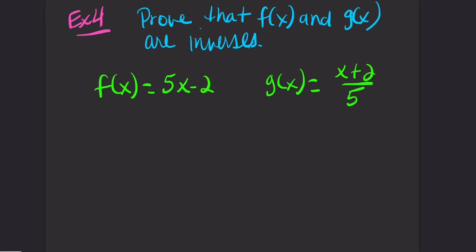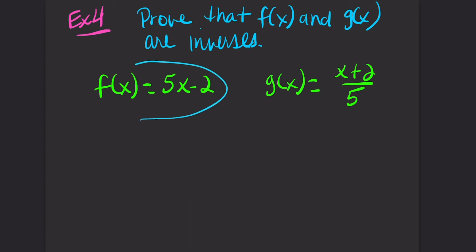Okay, so here's where we use composition of functions. Prove that f of x and g of x are inverses. So in the past, if I asked you if these two are inverses or not, you had two ways of doing it. You would graph f of x and graph g of x, and they should reflect across the line y equals x.